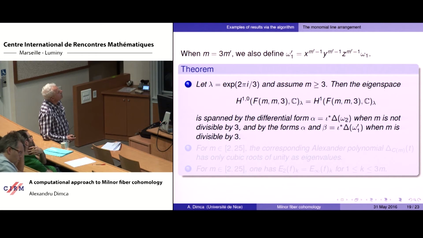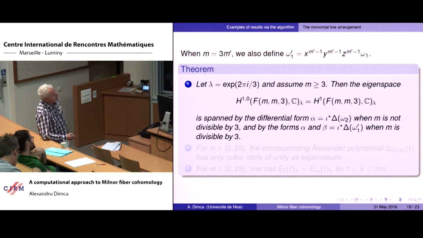eigenspace. So if I look at this eigenspace for the Milnor fiber of this arrangement, I can tell you exactly which is the basis. The basis is given by this form, which comes from omega 2, when m is not a multiple of 3, and is given by two forms, alpha and beta, which come from this new form when m is divisible by 3. And in fact, the dimension of these eigenspaces were known before our work.